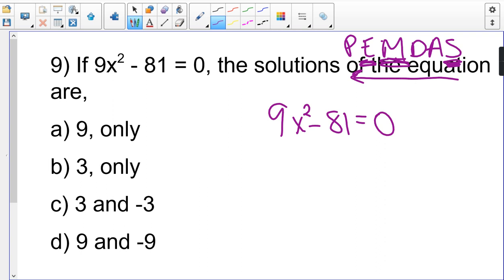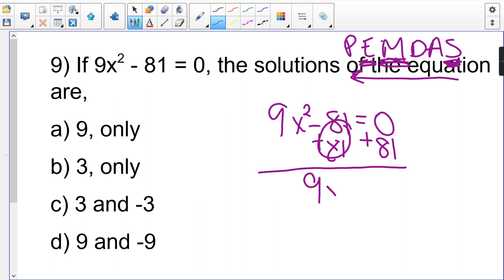And I know I'm going backwards. So first I want to undo that subtraction. So first I'm going to go backwards and add 81 on each side. So I'm left with 9x squared is equal to 81. Then I want to undo the multiplication. How do I undo multiplication? I divide by 9.